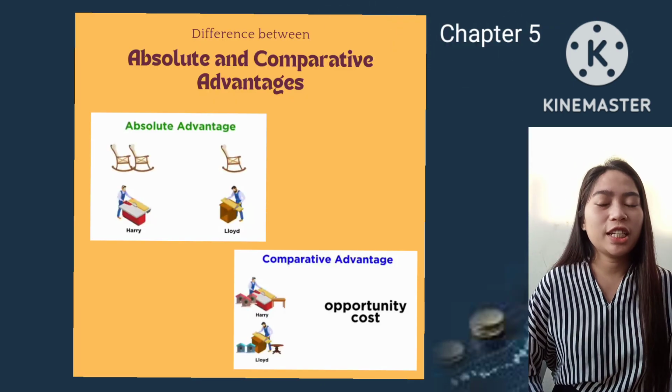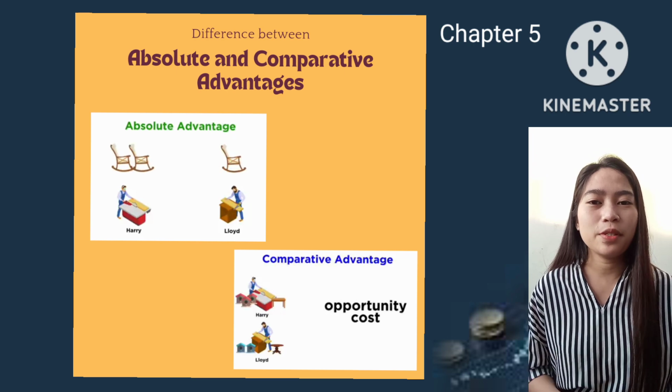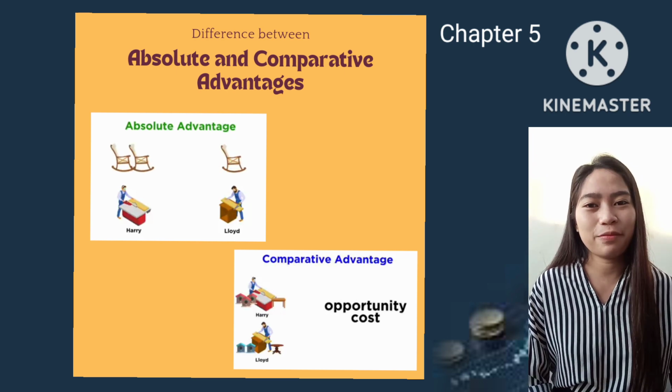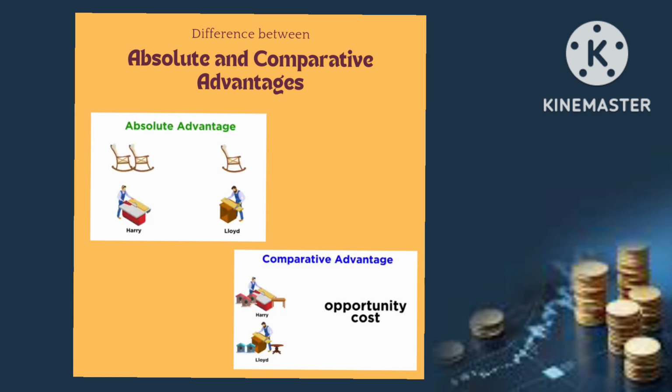In Chapter 5, we are determining the differences between absolute advantage and comparative advantage. Absolute advantage refers to a country's ability to produce a certain good more efficiently than another country. However, comparative advantage refers to the ability to produce a good better than another country with the same amount of resources. The best example is the illustration where the carpenter Harvey has the absolute advantage, making 2 goods while the carpenter Lloyd makes only 1 good. In comparative advantage, they look for the lower opportunity cost in producing goods.